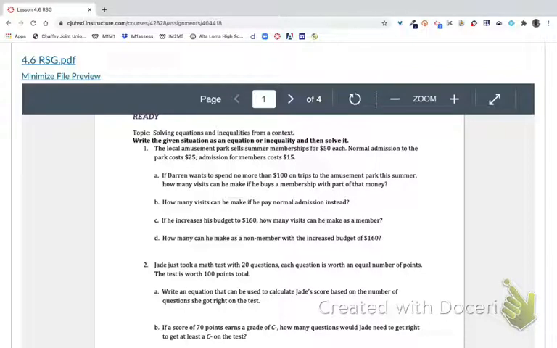So the first one: an amusement park is selling summer memberships, $50 each. Normal admission to the park costs $25 each time you go, but for the members, it costs $15. Darren wants to spend no more than $100 on trips to the amusement park. How many can he make if he buys a membership with part of that money?